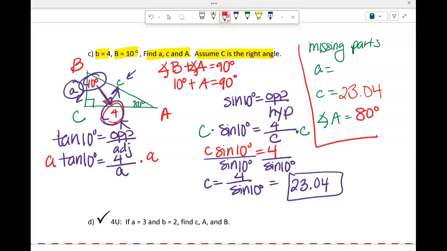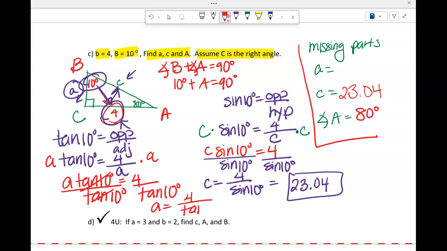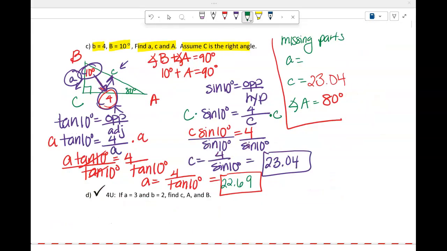Multiply both sides by A, so A times tangent of 10 degrees equals 4. Divide both sides by tangent of 10, so now those are canceling. A is 4 divided by tangent of 10 degrees. All right, use your calculator, crunch that out. 2 decimal places, please. Okay, so we have 22.69.